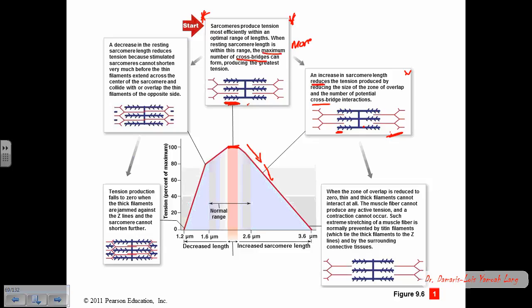Perfect. Now look at this one. Oh my gosh. There's almost no what? Overlap. Therefore, if there's no overlap, there will be no what? Tension. There's hardly any cross bridges because it's overstretched. You don't see much overlap. Do you see that? So do you see this is what? Tension. So the tension is really down there because although yes, it's stretched, but there is not enough what?